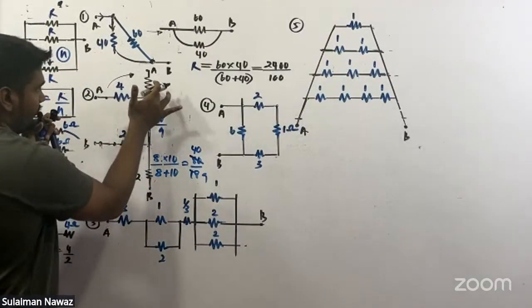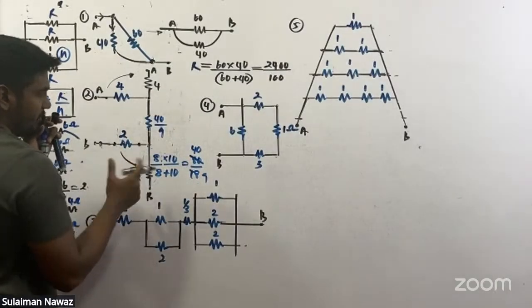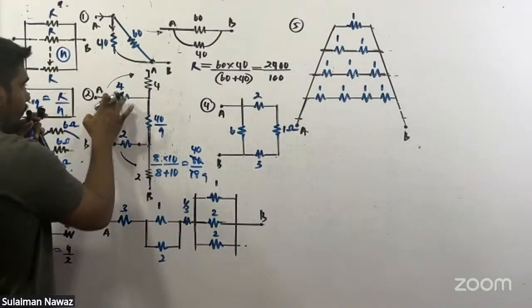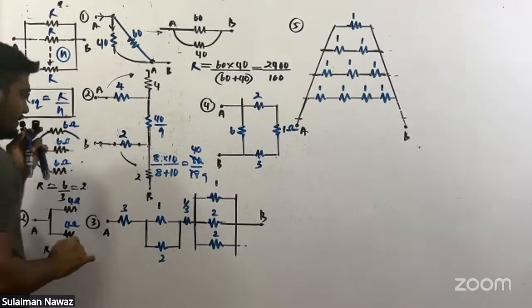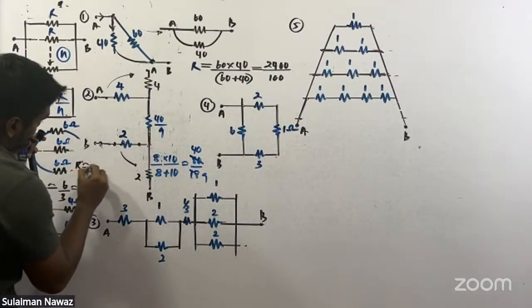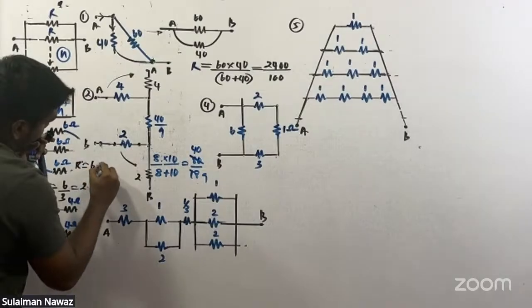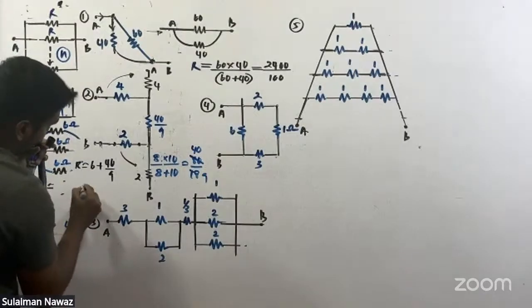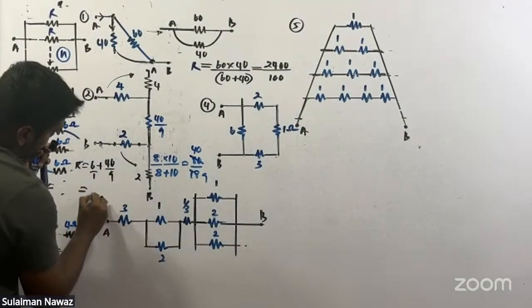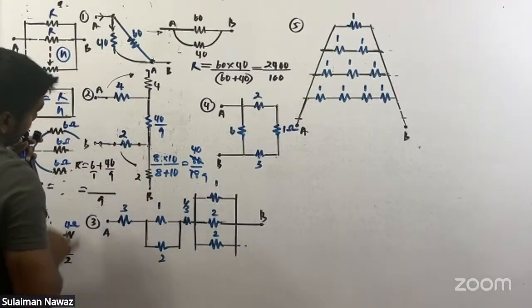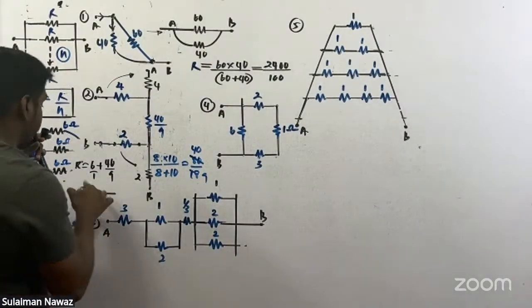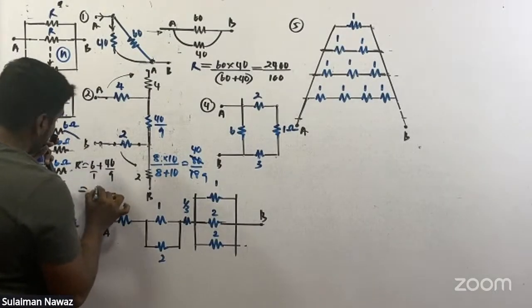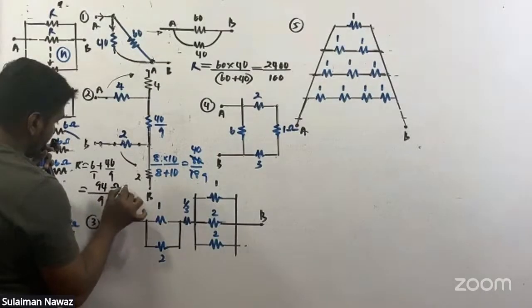Right? So then 40 over 9, 2, they are in series. No need to do like this. You can understand by looking at this setup. Then you can tell that R equivalent equals 4 plus 2 is 6, 6 plus 40 over 9. So when you simplify, 9 into 6 means 54. 54 plus 40 means 94 something ohms.